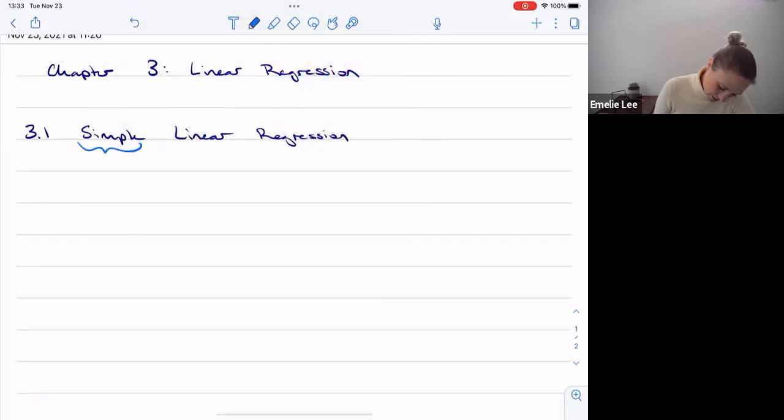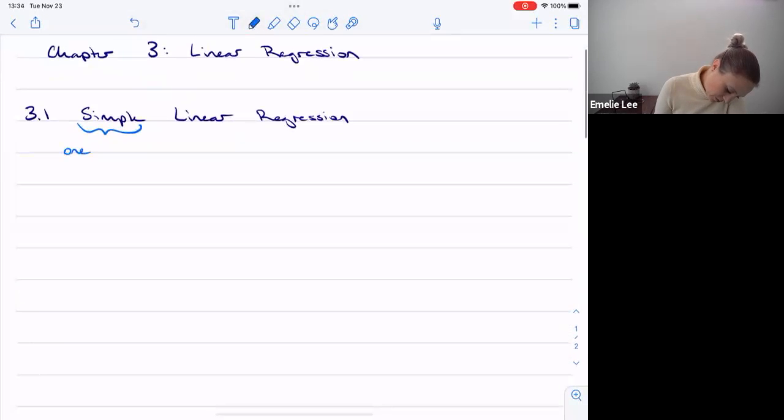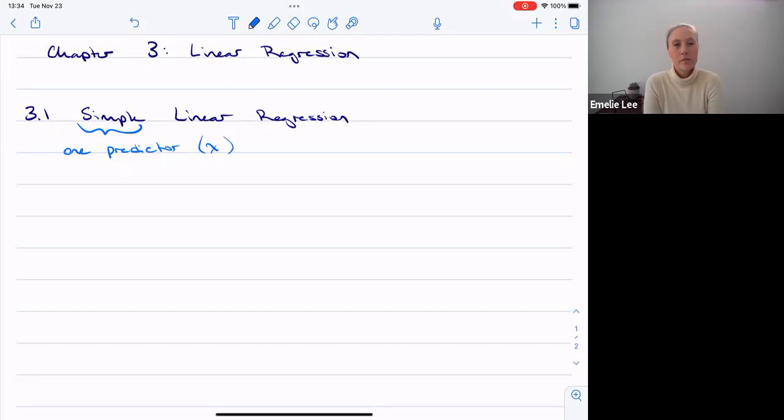Now the simple part is referring to one predictor, so one value of X in this case. So simple means that there's one predictor, and then linear means that it follows a straight line pattern, and then regression is more of a term that we regress y on x. It's really just looking at the relationship between x and y, but usually we're mostly interested in y, right? How do we predict values of y, the response variable?